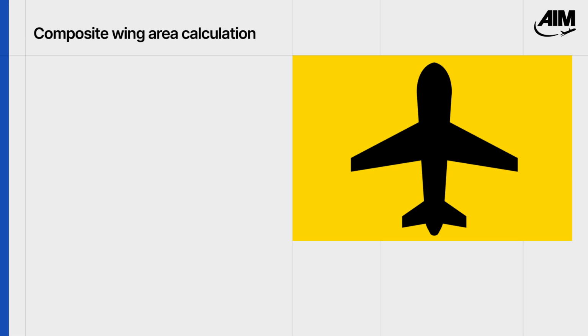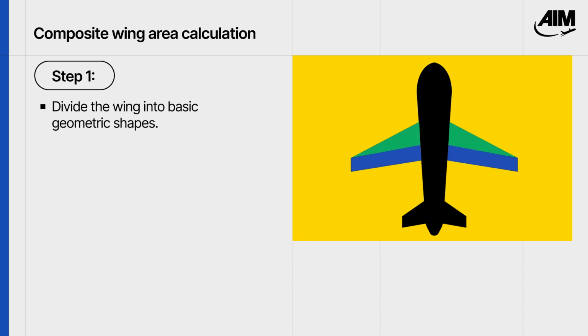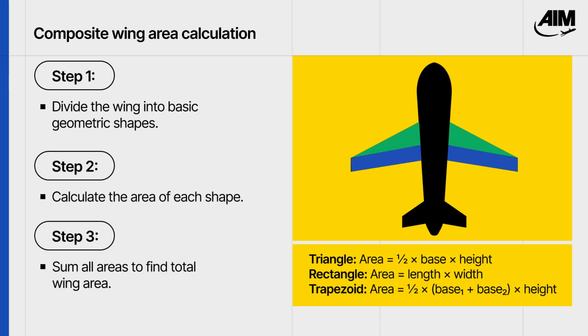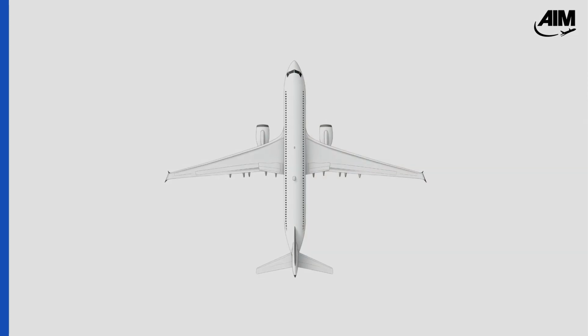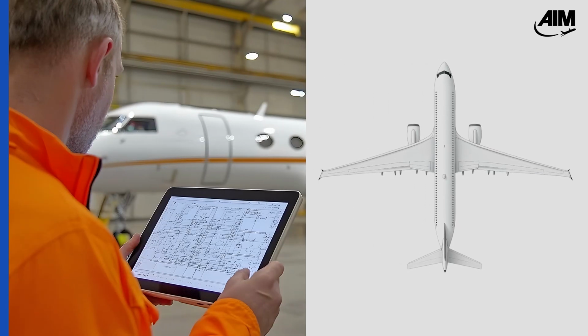Now, what if the wing isn't a standard shape? In that case, break it into basic parts, such as rectangles, triangles, or trapezoids. Calculate each area and then add them together. This composite method is standard practice. It is how real-world wing designs are handled.